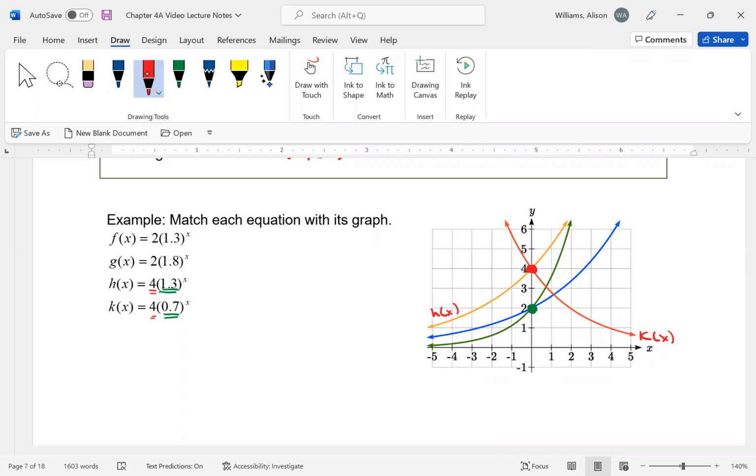Okay, so that leaves the other two functions, and what we see is that one is increasing at a faster rate. The green function is increasing at a faster rate, and when I'm comparing f of x and g of x, 1.8 being a bigger number means it's going to be increasing faster. So this will be g of x, leaving the blue one to be f of x. So there are some examples in the homework where you do this matching game based on these characteristics.